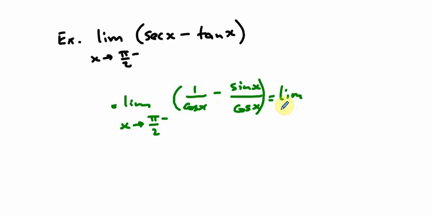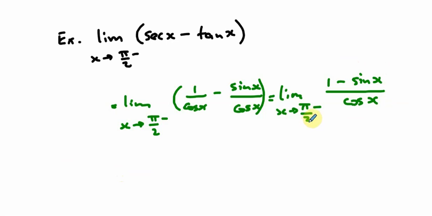So limit as x approaches pi by 2 from the negative side. I'm going to make this one fraction. 1 minus sine of x, and on the bottom, the common cosine. So what we've done is we've created a function divided by another function. Okay, that's always the key to L'Hopital's rule. Now I have to decide, am I allowed to even use L'Hopital's rule?